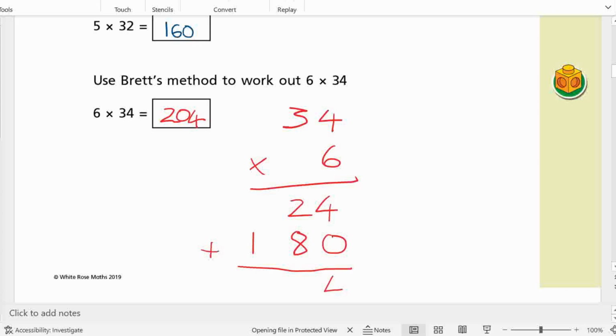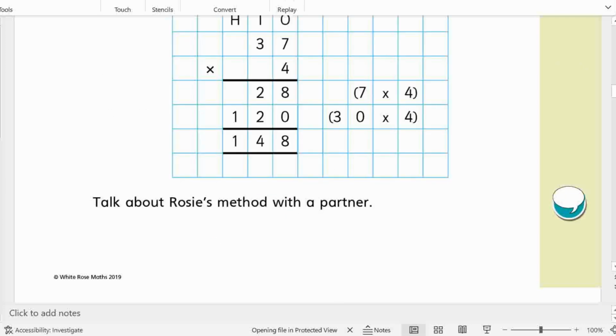So 4 plus 0 is 4. 2 plus 8 is 10. And we carry the 1, and then we have our 2. Now we have the correct answer. Okay? Always have to remember that. I keep forgetting it. 6 times 3 is actually 18, so I need to remember the 0. Otherwise I get the wrong answer.